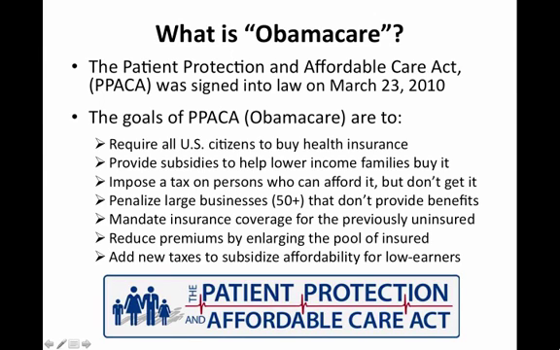So first of all, what is Obamacare all about? The Patient Protection Affordable Care Act, or PPACA, was signed into law by President Obama March 23rd of 2010, and ever since then, all new plans have to follow certain guidelines in order to be allowed on the market.